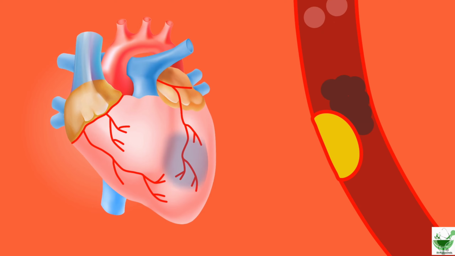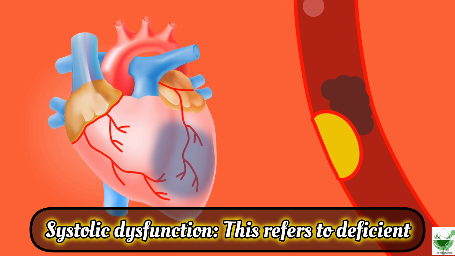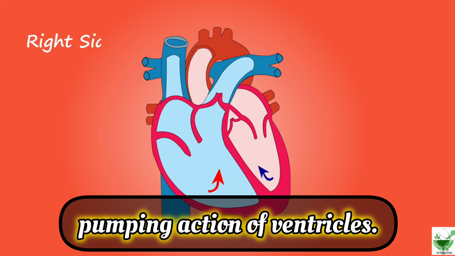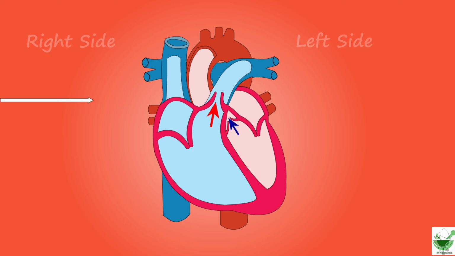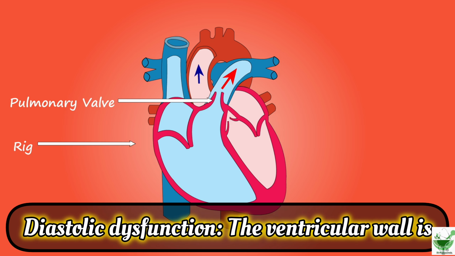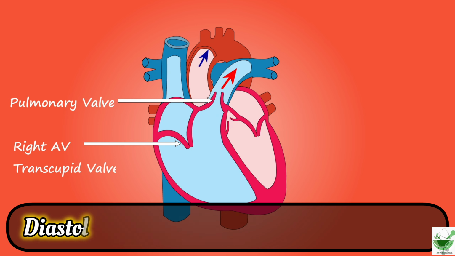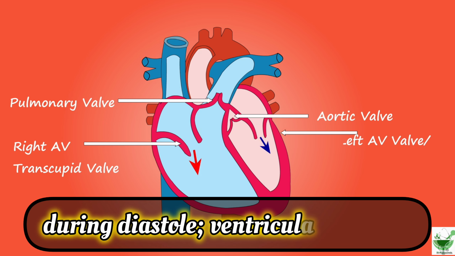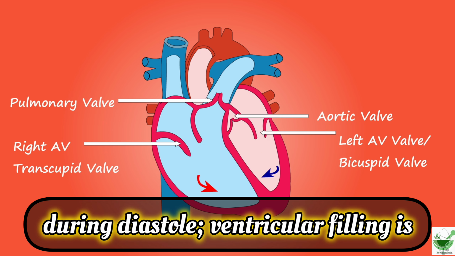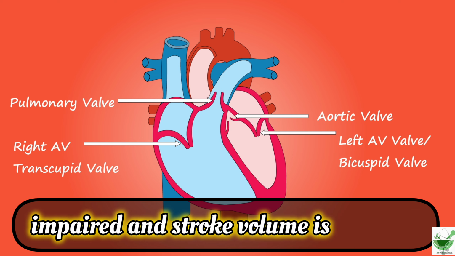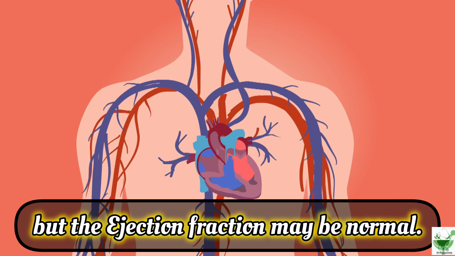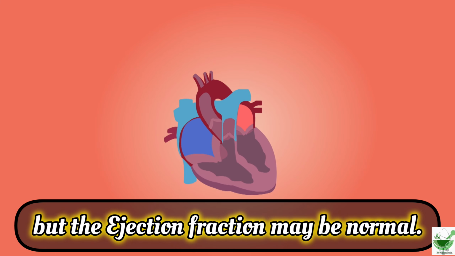Systolic dysfunction refers to deficient pumping action of the ventricles. Diastolic dysfunction means the ventricular wall is thickened and unable to relax normally during diastole. So ventricular filling is impaired and stroke volume is reduced, but the ejection fraction may be normal.